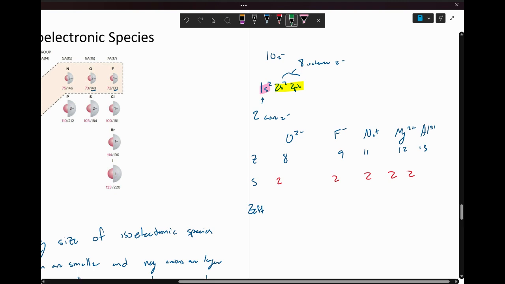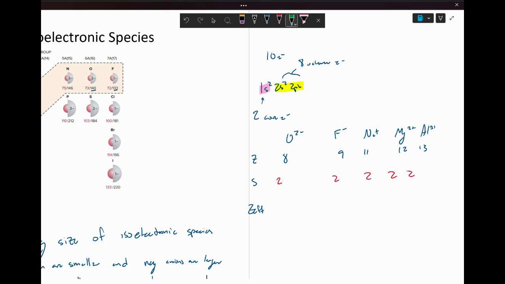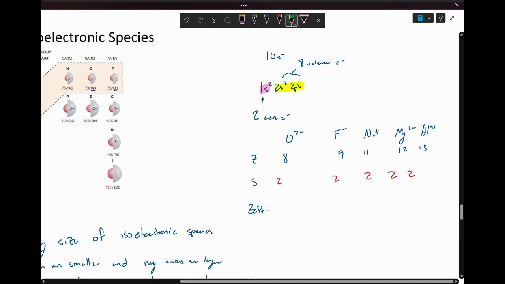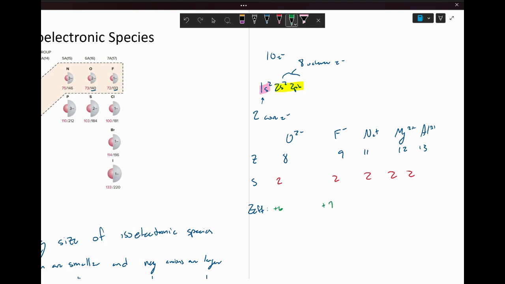And if you go ahead and calculate the Z effective, what you'd see for oxygen is that the actual number of electrons is 10 total electrons, but the Z effective felt by those on the outer edge is +6. Fluorine is +7. For sodium, it's +9, magnesium is +10, and aluminum is +11.